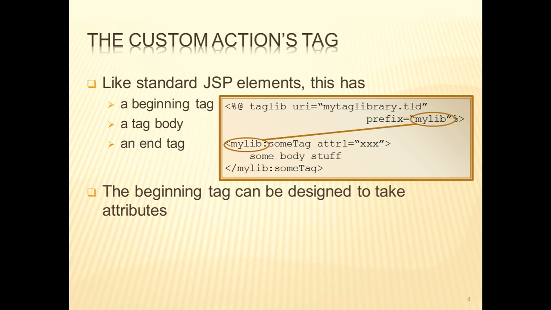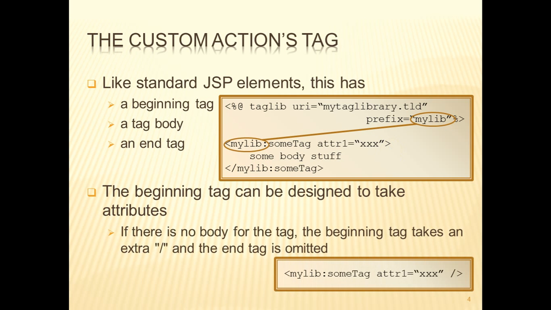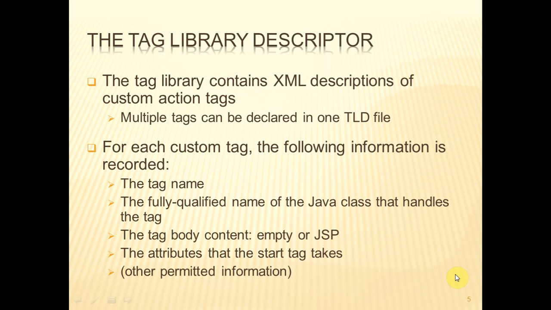Now it's also possible that these tags can be designed to take attributes, in which case we would list the attributes here after the tag name and before the greater than symbol. If there is no body, then in keeping with the XML trend, we can just close the end of the tag like this in the beginning tag. So in the JavaServer page we can use the tag, but what happens when that tag is encountered?